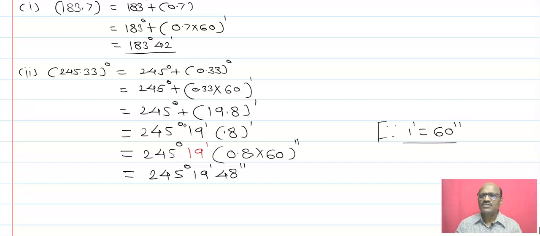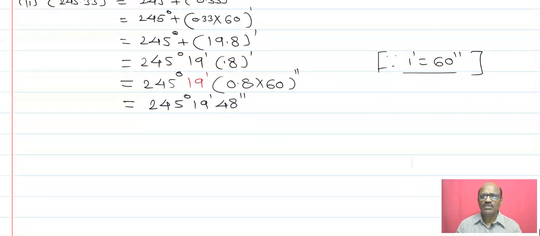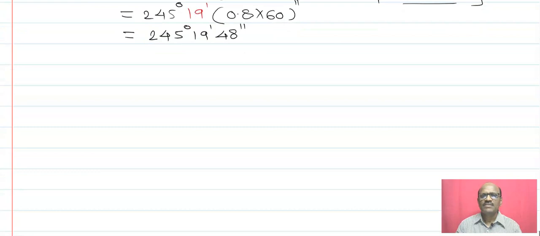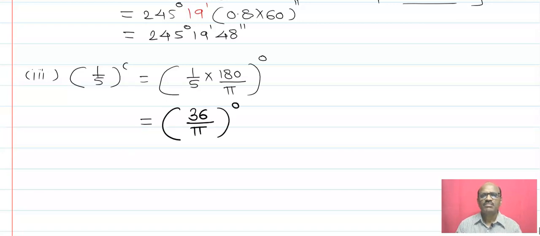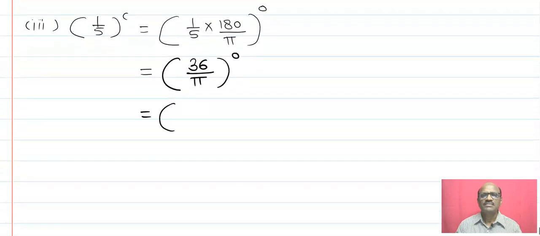1 minute is equals to the 60 second. I had written the formula. Therefore 245 degree, 19 minutes and 48 seconds. This is the answer. Now next is 1 upon 5 radian. That is 1 upon 5, 180 upon pi degree. Simplification. That is 36 upon pi degree.